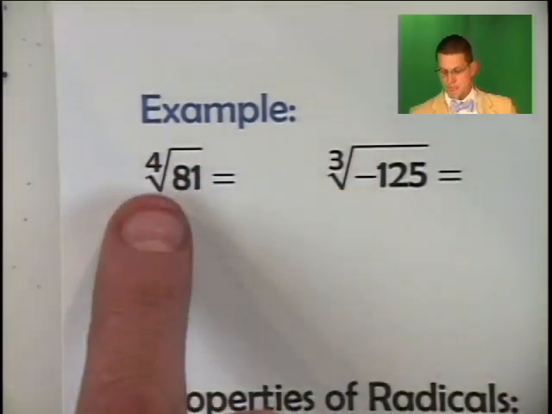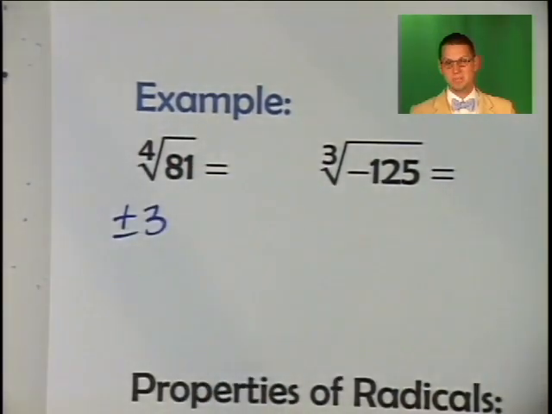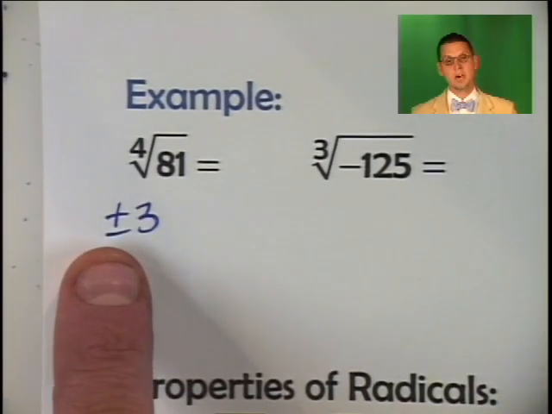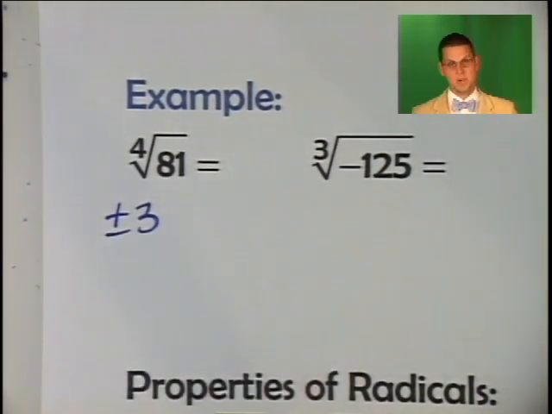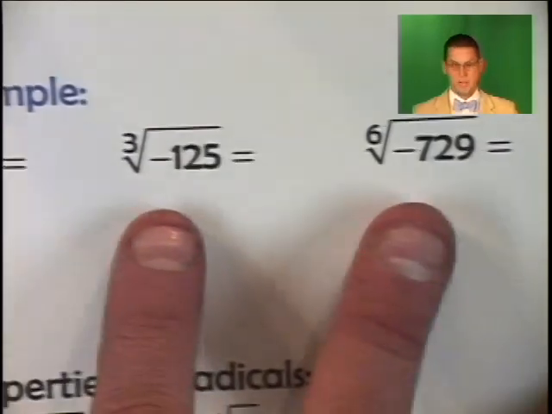So basically, anytime the root index is an even number, like 2, 4, 6, 8, 10, 12, you're going to have this conjugate pair, the positive and the negative number. Remember that. Let's look at this.